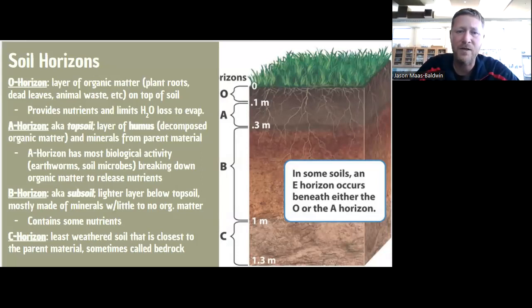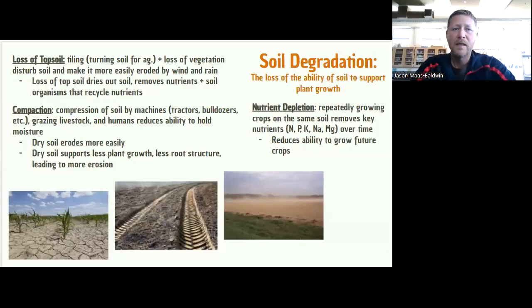Then we have our B horizon, our subsoil. It contains some nutrients, but mostly just minerals from the weathered rock. And then C horizon is our least weathered rock. And then below that would be the bedrock, which is the non-weathered rock.